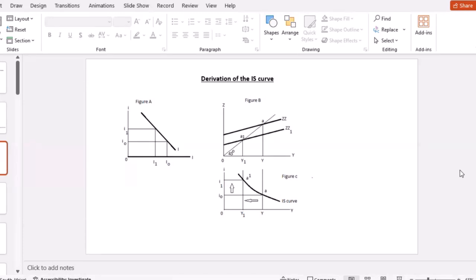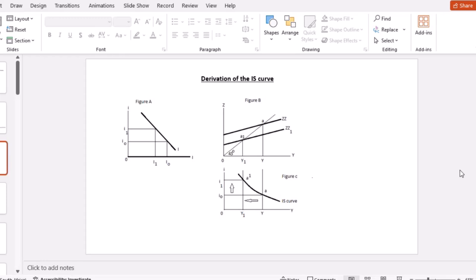So remember, in figure A we measure interest rates on the vertical axis and the level of investment on the horizontal axis. In figure B, we measure the demand for goods Z on the vertical axis, and the level of income and output Y on the horizontal axis. In figure C, interest rates are measured on the vertical axis and the level of income and output on the horizontal axis.